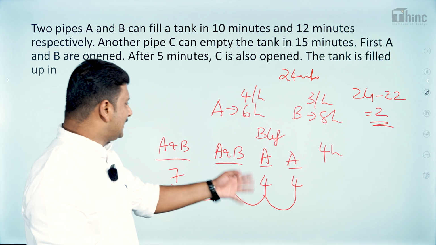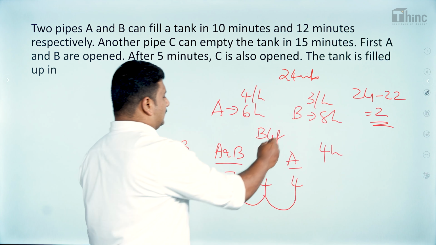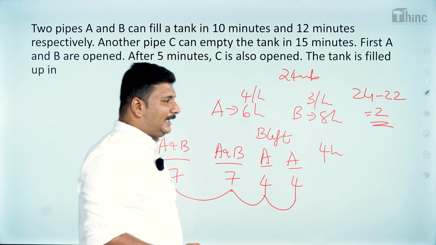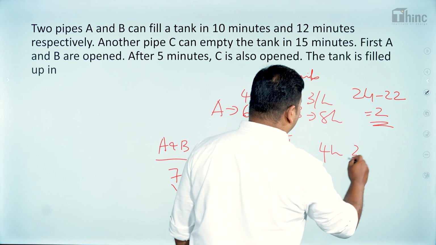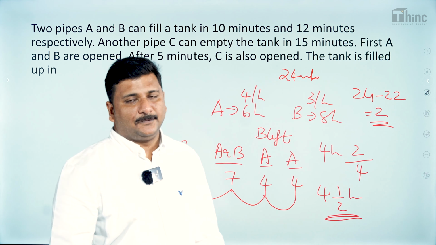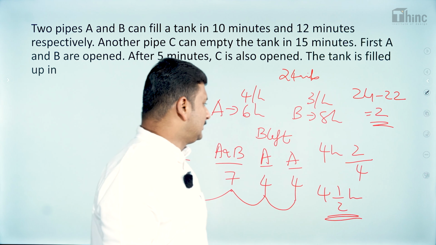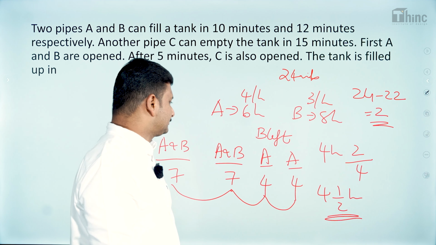Now who is working the next hour? Again A is working. A can do 4 units in an hour. For doing the remaining 2 units, A needs 2 by 4 more hours. So 4 and 1 by 2 hours is the correct answer. I think this is completely fine for you.